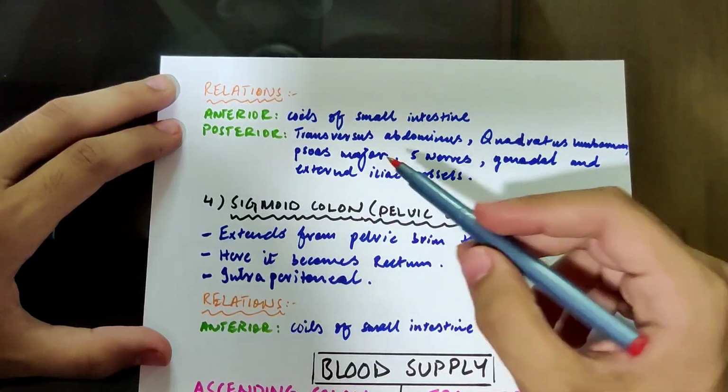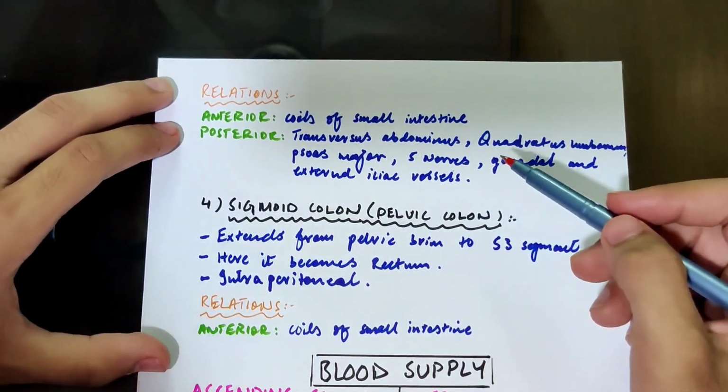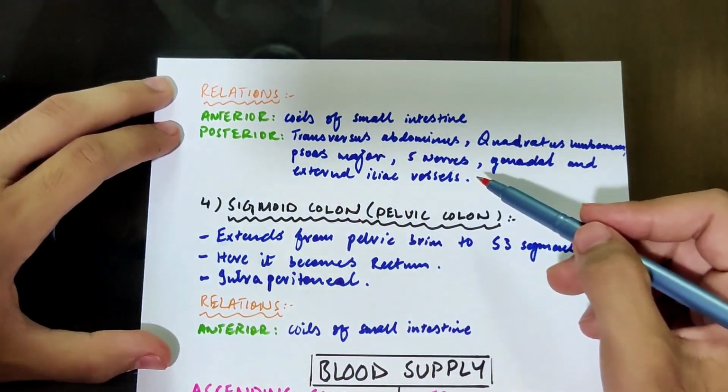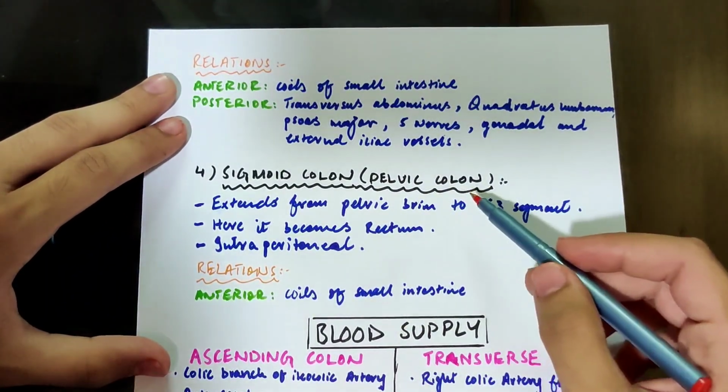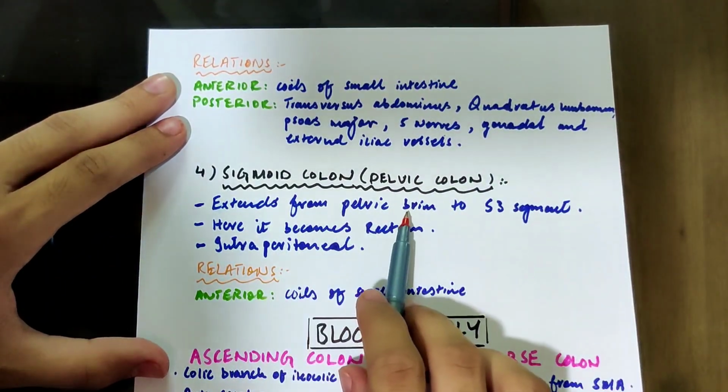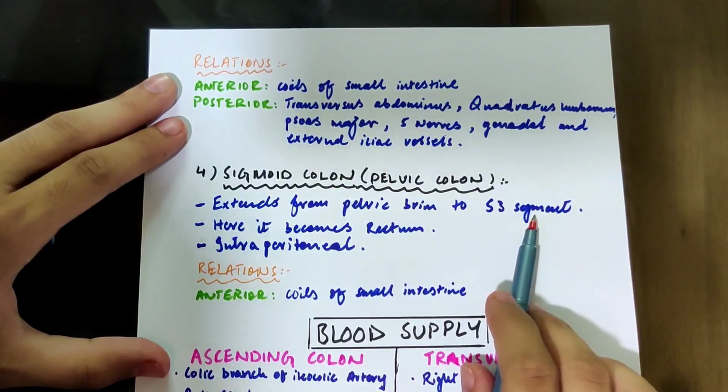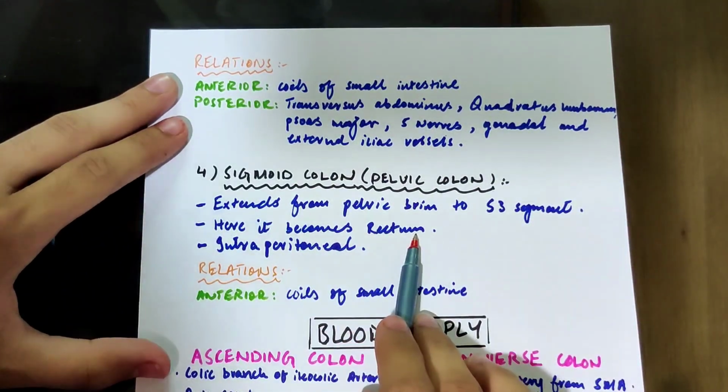And then we have the gonadal and the external iliac vessels, blood vessels present on the posterior part of the descending colon. Finally, we have the sigmoid colon, which is also known as the pelvic colon. It extends from the pelvic brim to the S3 segment, and then it becomes the rectum.